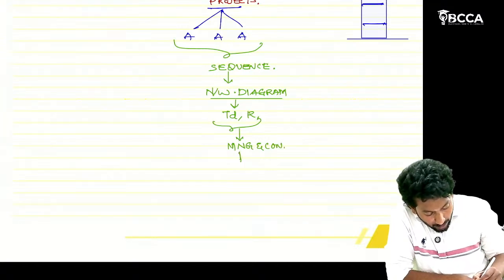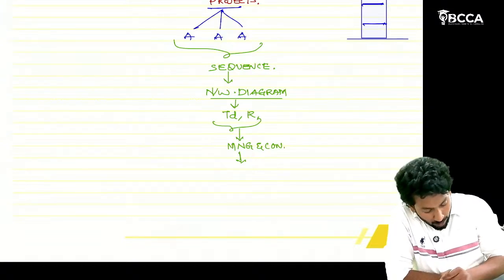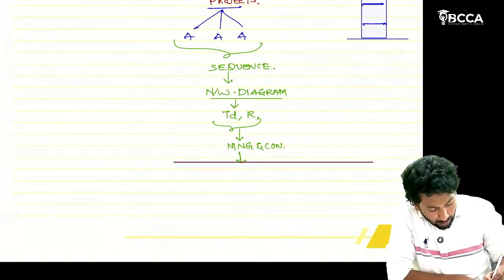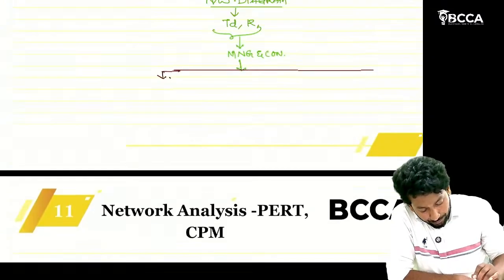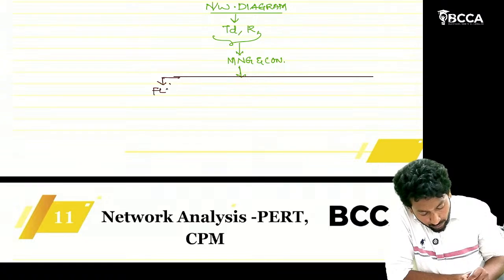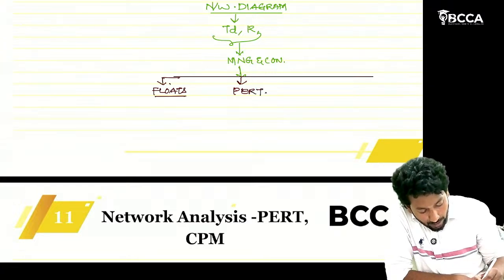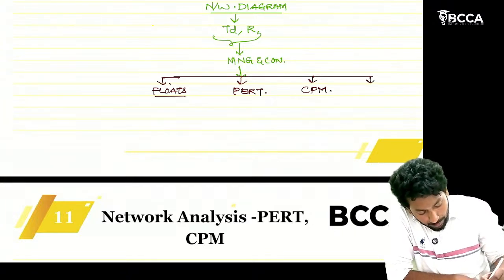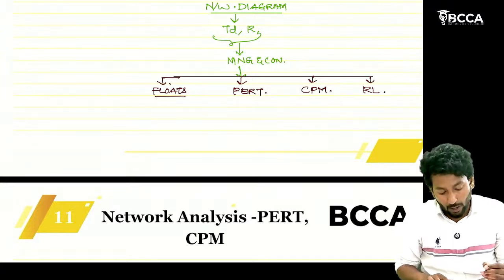To manage and control the projects under network analysis, we basically have four techniques. First one, floats calculation. Second one, program evaluation review technique. Then CPM, that means crashing or critical path method. Last concept, resource leveling. These are the four concepts we have in network analysis.